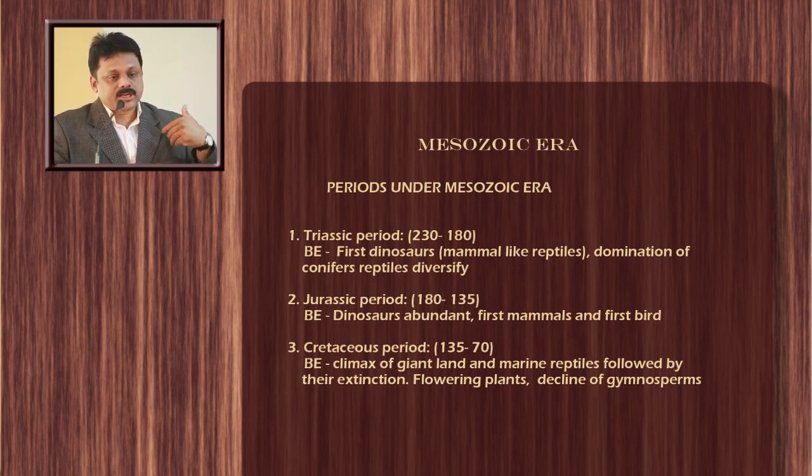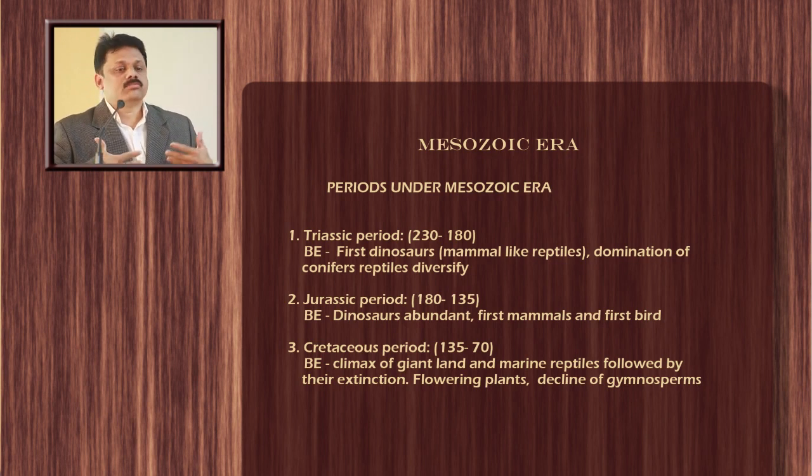Okay, so the Cretaceous period of the Mesozoic era is when the dinosaurs, the huge mammal-like reptiles, attained their climax of existence and later went extinct owing to some unknown reasons. The Cretaceous period of the Mesozoic era also saw the appearance of the flowering plants.